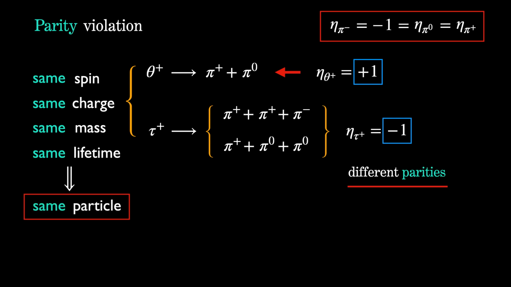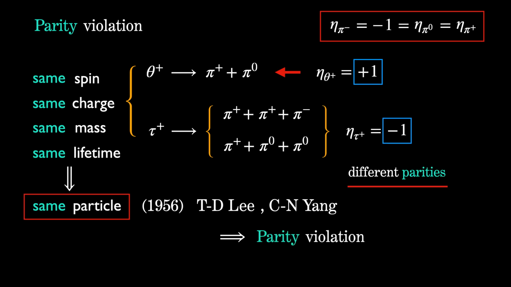This Gordian knot was finally cut in 1956 by two theoretical physicists, T.D. Lee and C.N. Yang, who abandoned parity conservation in these processes and simply assumed these two particles to be the same particle, now known as the kaon. These are the first indications that parity symmetry is not a universal symmetry of nature.